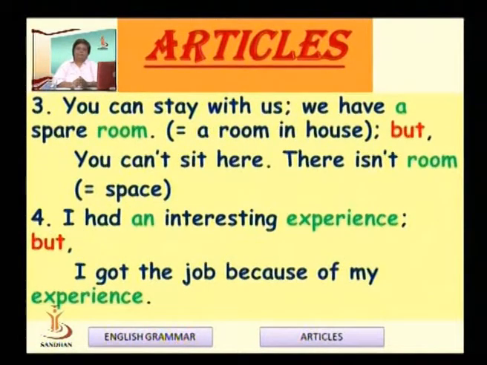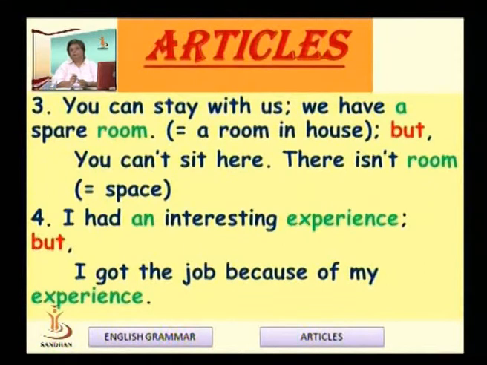Let's take a few more examples. Number 3. You can stay with us. We have a spare room. That means we have an extra room in the house. But you can't sit here. There isn't room. In the second sentence, room conveys space. Space is unlimited. You cannot count space. So, in the second sentence, we have not used any article. In the first sentence, room is a physical room of 4 walls and 1 roof. So, there it becomes a countable noun, and therefore using the article a.